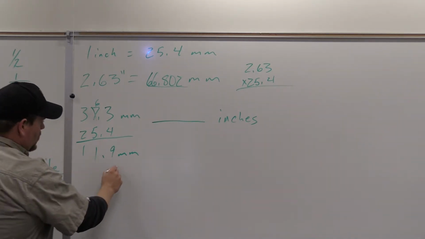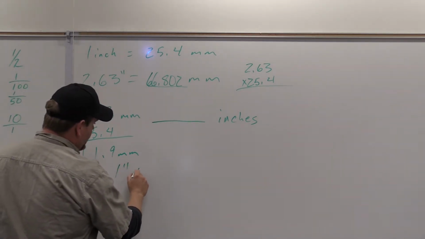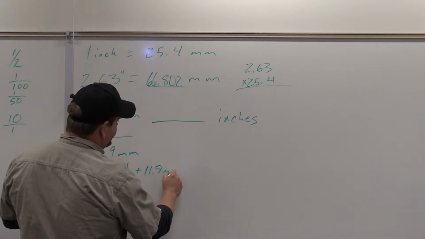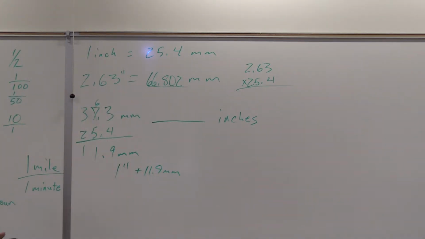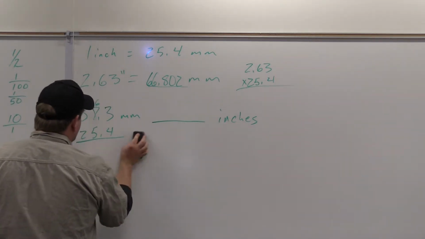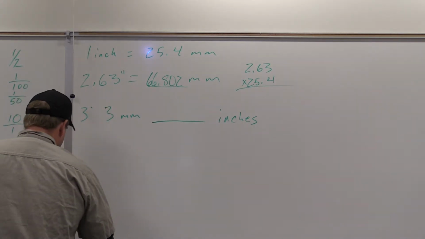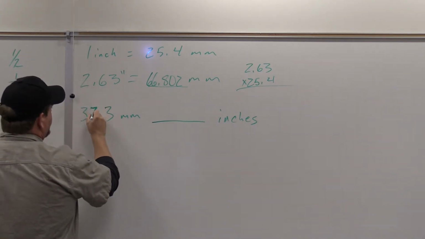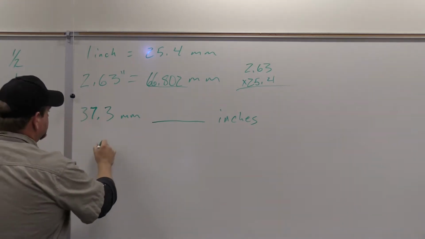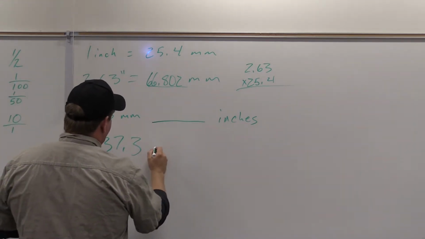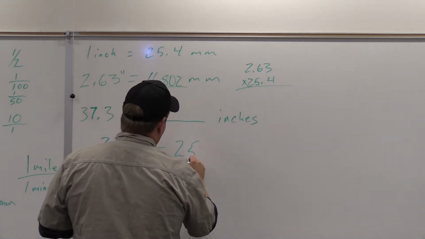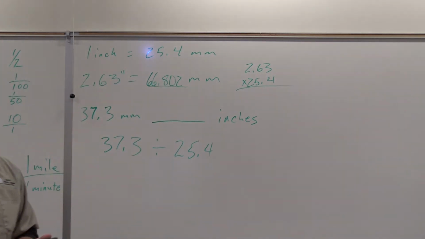That means that we'd have 1 inch and 11.9 millimeters. There's a much simpler way to do this, by all means. And that's where I want to just kind of break it down for you. Very quick and simple. Just do direct division, especially if you have a calculator. 37.3 divided by 25.4, because this is an inch. It's the same thing. It's an inch. Okay?